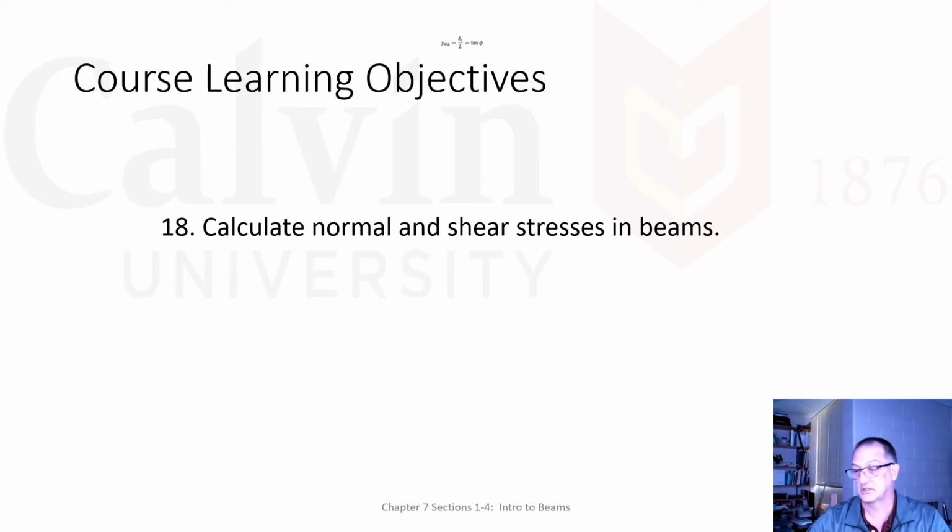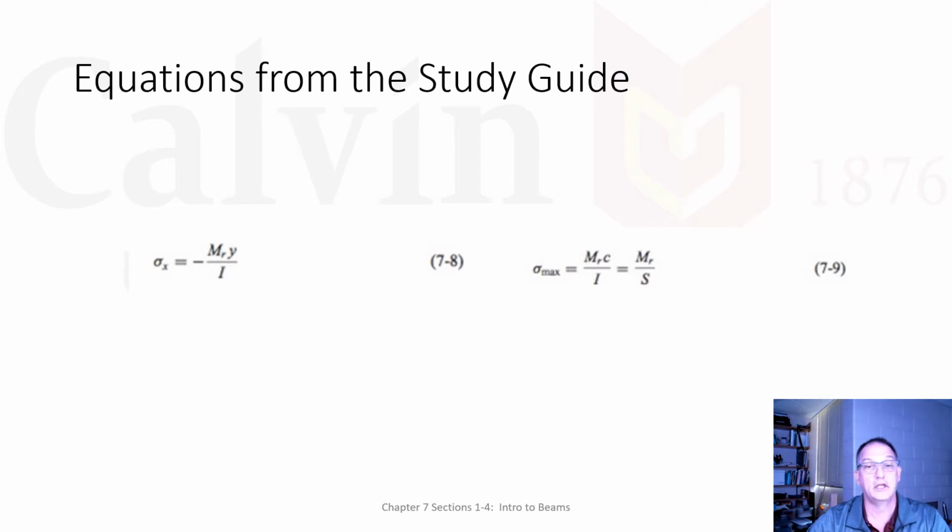We'll talk about that as we go. The equations from the study guide are these two: the normal stress in the x direction is equal to negative M_r times y divided by I. Now, M_r is the reaction moment at that section of the beam, y is the distance from the neutral axis, and I is the section modulus. All of that we will cover.